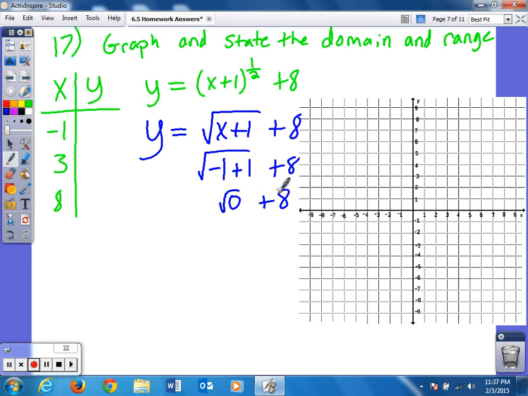So for example, if we plug in -2, then we would have -1 underneath the square root, and we'd be into the imaginary numbers. We can't graph that on the xy plane. So anything less than -1 is not going to be in the domain.